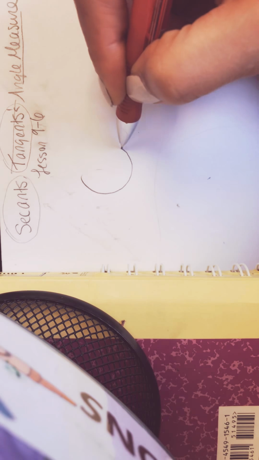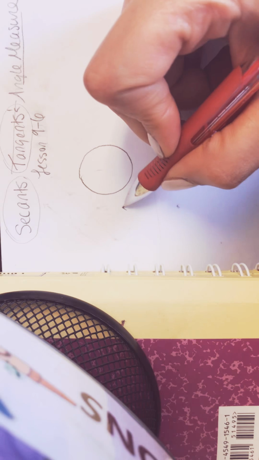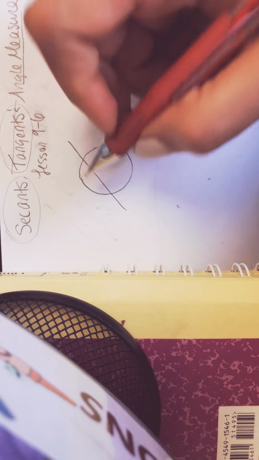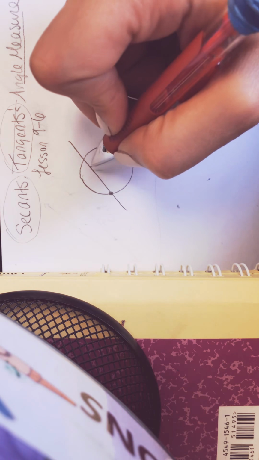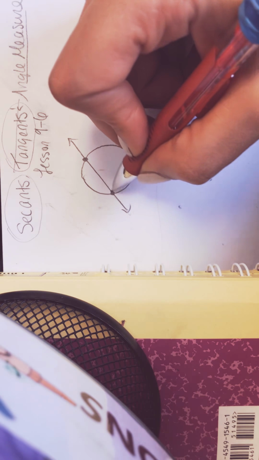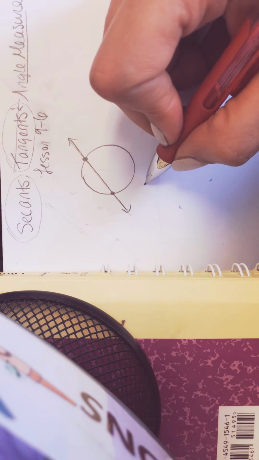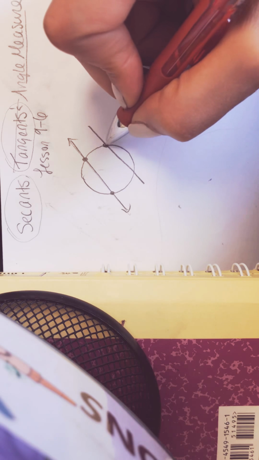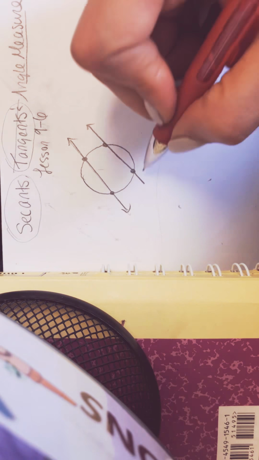So what are secants? We've got our circle right here. Secants are basically lines drawn through a circle. This is a secant. As you can see, it's passing through the circle, kind of slicing it off. Here's another secant, cutting it off at two other points.